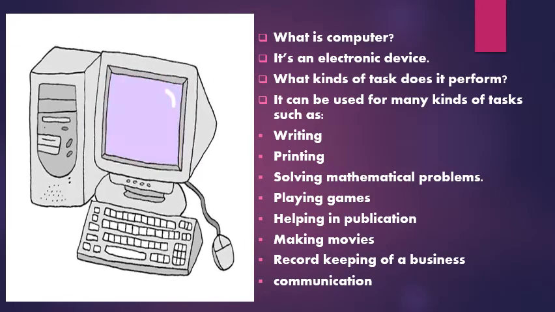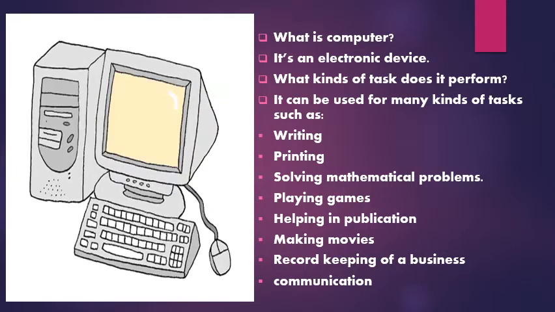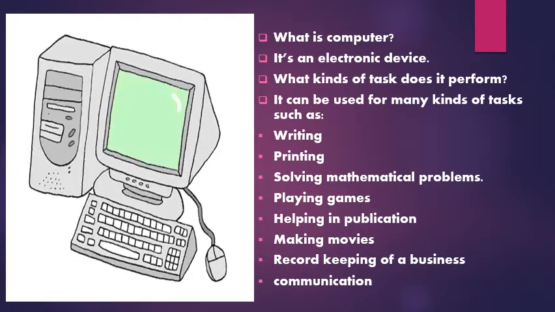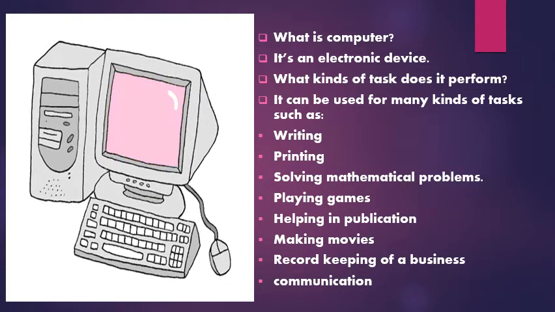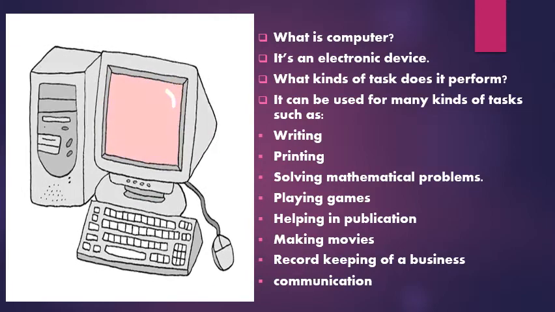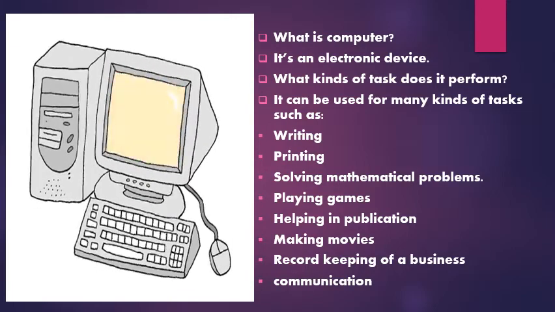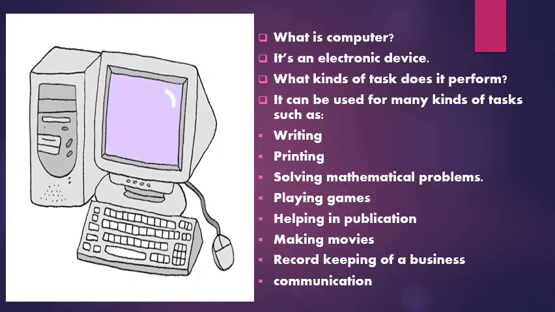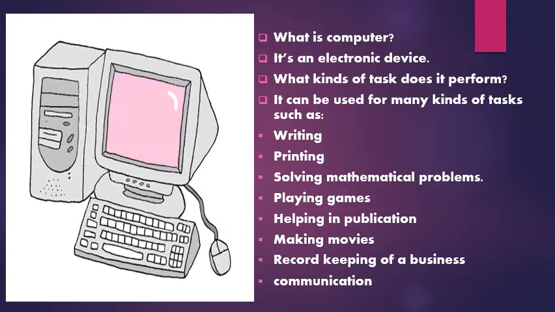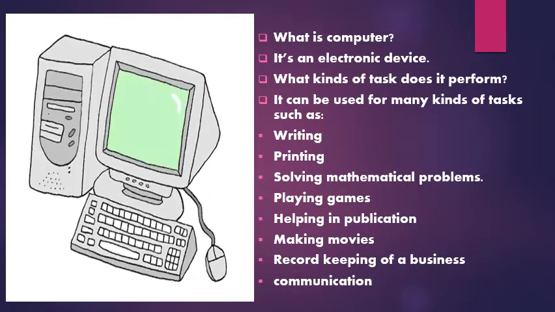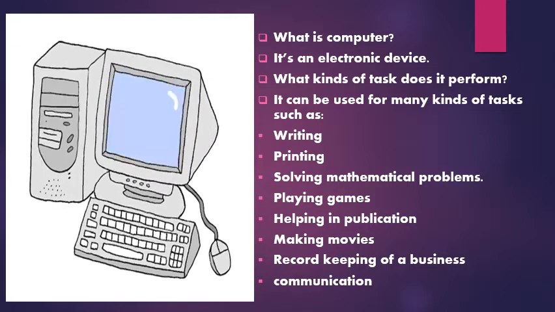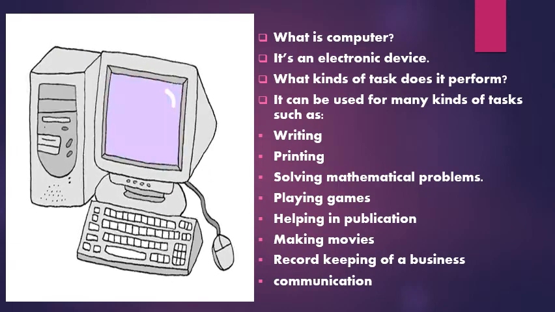Communication, for example email. We use many of the social applications through internet, and previously internet was only used in computers. Now it is available in mobile phones as well, but so computer, we can say it is a major means of communication as well. Okay, so these are the questions which we should know. Now see, computer can write, print, solve the problems. We can play the games on computer. It helps us in publication, making movies, record keeping of a business, and communication. Number of tasks have been done by computer.